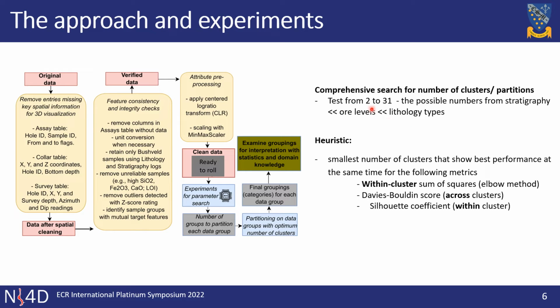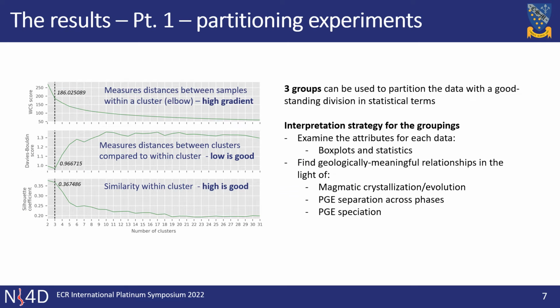So we tried several numbers of potential clusters from 2 to 31, and these numbers comprise the possible numbers of partitions associated with the stratigraphy, number of reef levels, and lithology types. We follow the heuristic that every experiment with a definite number of clusters has been scored following 3 different metrics that tell us how significant these clusters are, both at within cluster level and across cluster level.